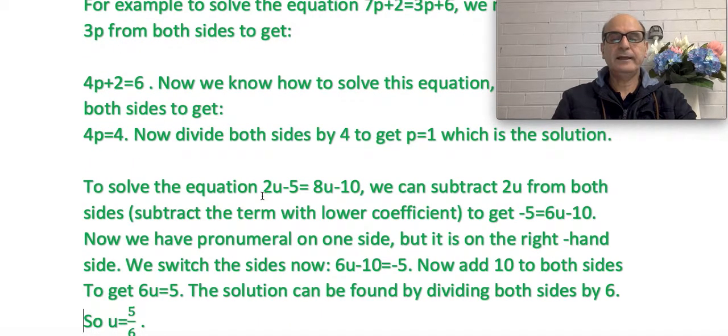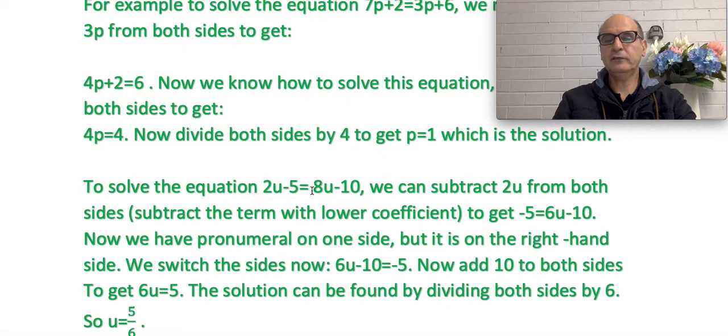If you had an equation like this, where the larger coefficient of your pronumeral is on the right-hand side, and the smaller one on the left-hand side, this time you can take away 2u. In other words, always take away the coefficient which is smaller. So we are going to take away 2u from both sides.